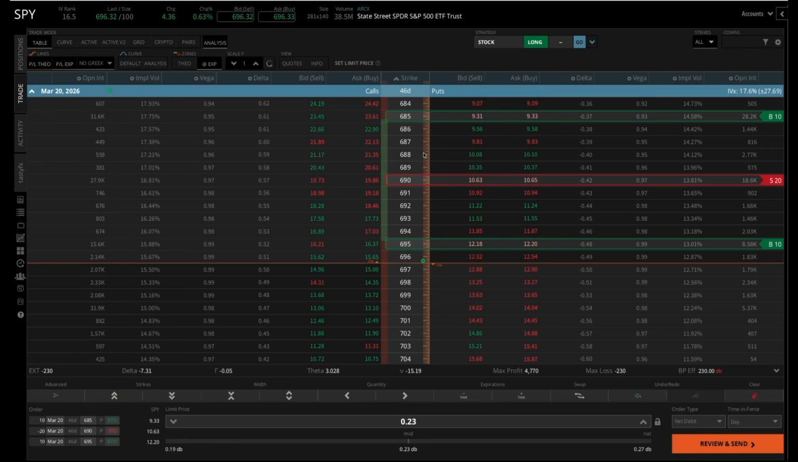where I am long 10 of the 695 strike puts, short 20 of the 690 strike puts, and long 10 of the 685 strike puts to create this symmetrical butterfly. And this spread will do well if near expiration, the price of SPY drifts down towards these short 690 strike puts. Okay? So let's go ahead and take a look at what this structure looks like in the OptionStrat software.